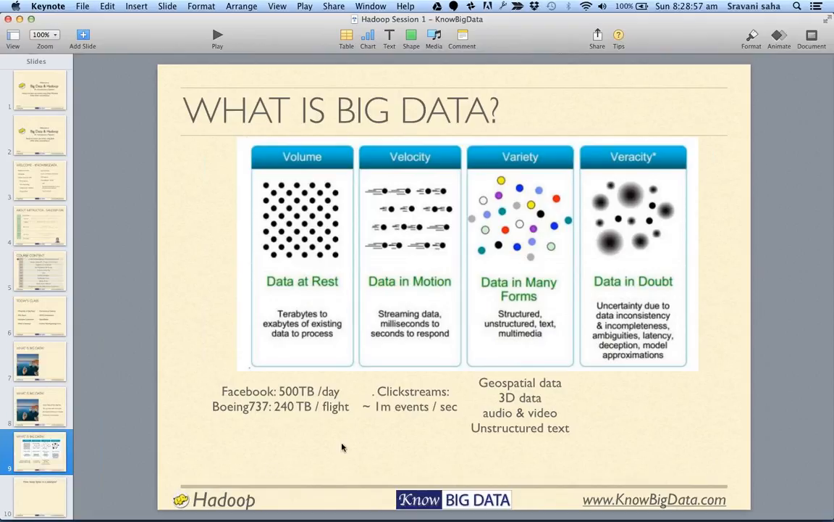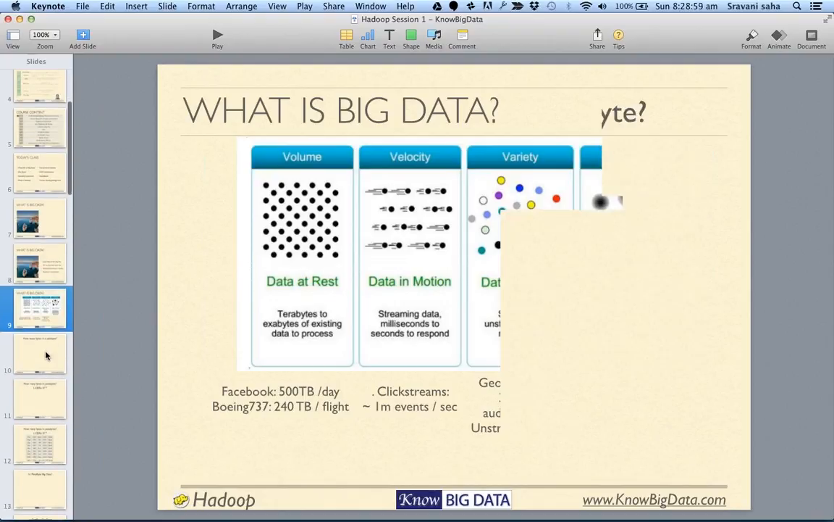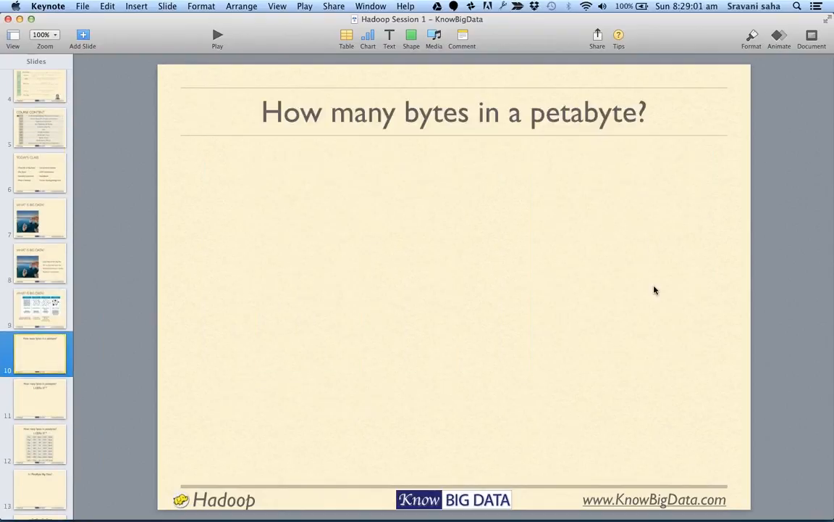Great, great. Now, let me ask you a very simple question just to keep you awake. How many bytes are there in a petabyte?